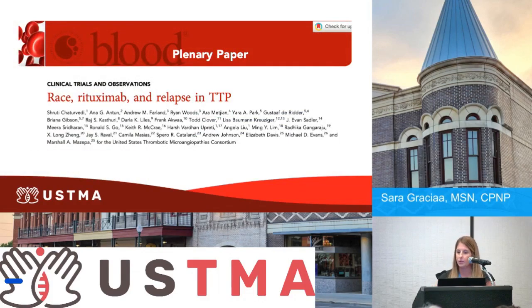So in 2022, members of the consortium, led by Dr. Mazepa, looked at the impact of race on relapse-free survival. So using the USTMA consortium registry, 645 patients from 15 centers were identified, and this spanned the time period from 1995 to 2020. So the main goal of the study was looking at relapse, how common it is, and why it occurs.